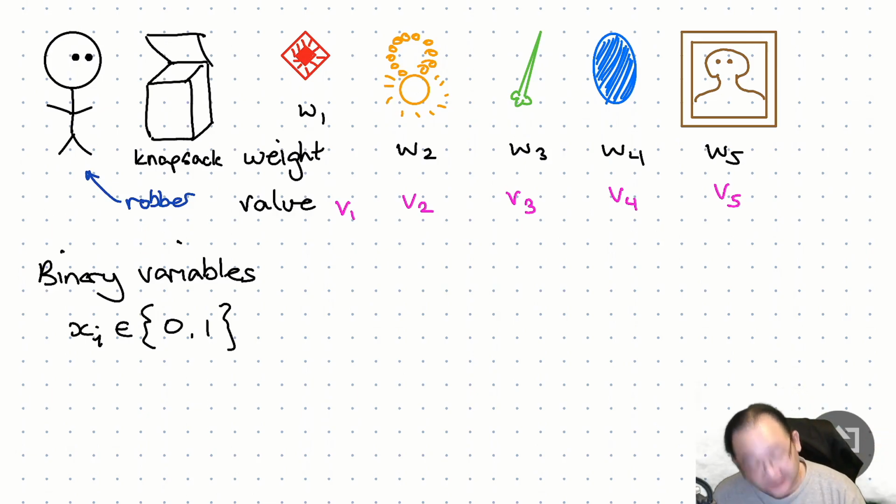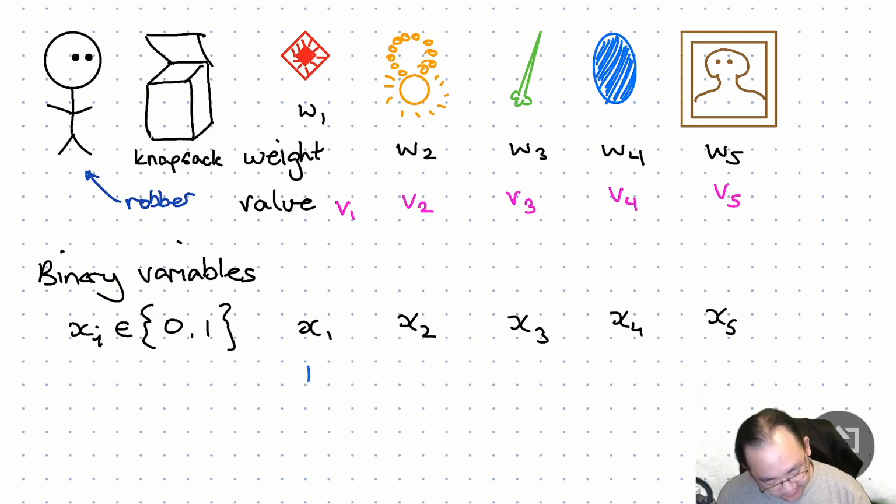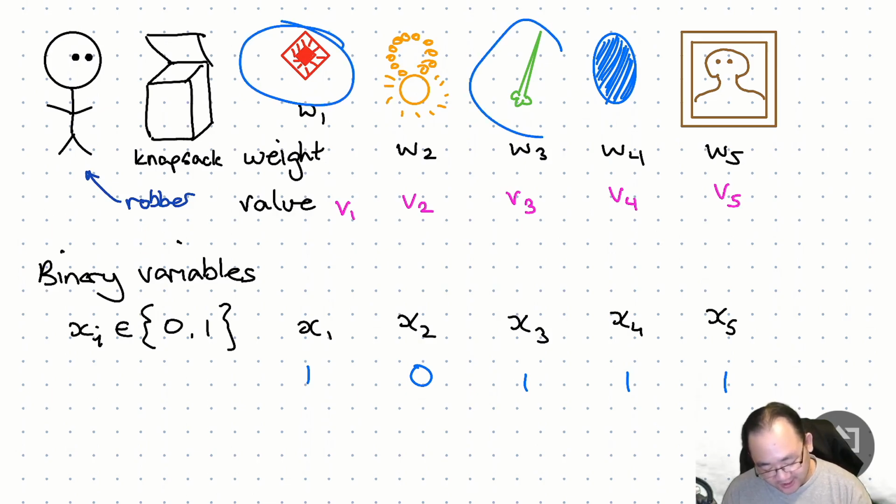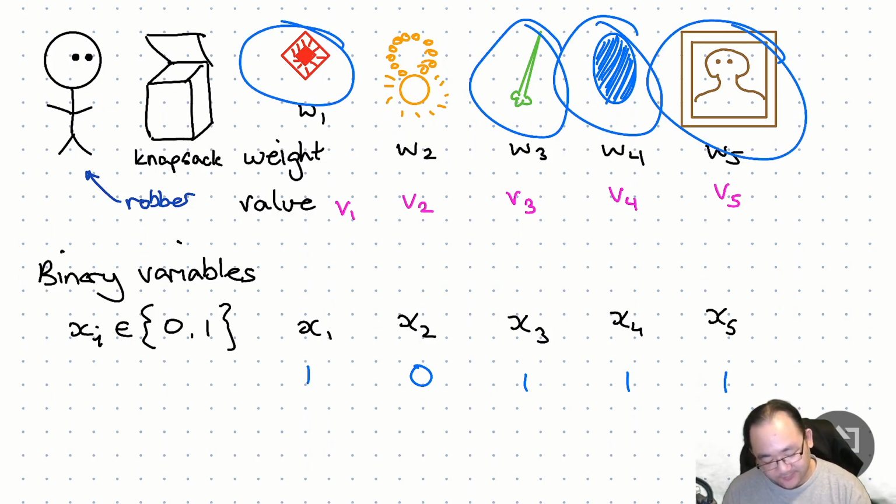So for each of these items we have a variable x1, x2, x3, x4, x5, and the idea is that if I say 1, 0, 1, 1, 1, that means I'm taking the ruby, I'm taking the hairpin, I'm taking the aquamarine, and I'm taking the painting, but I'm not taking the metal. So that's effectively the idea of binary variables in that respect.